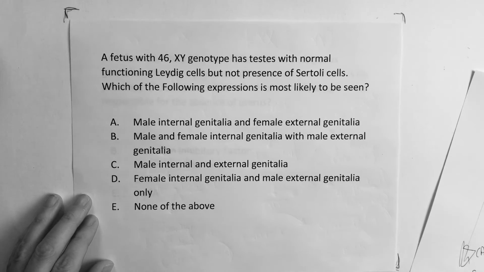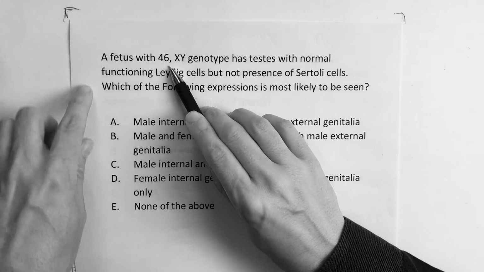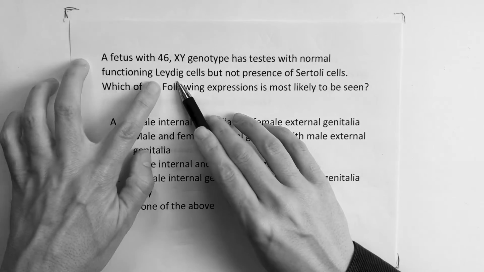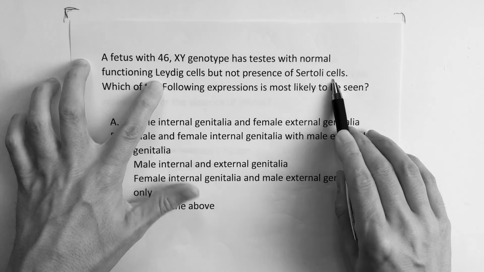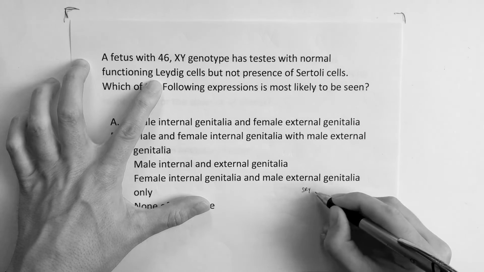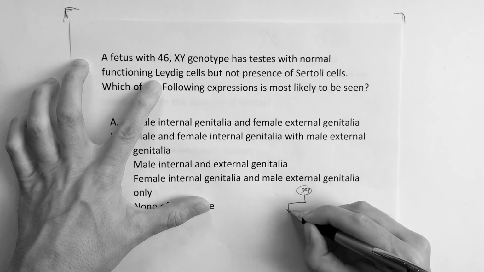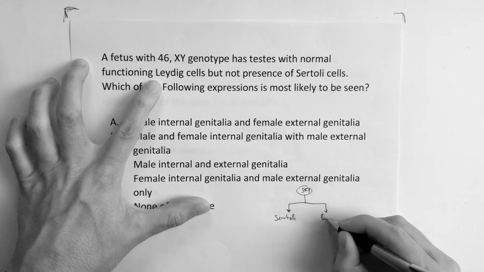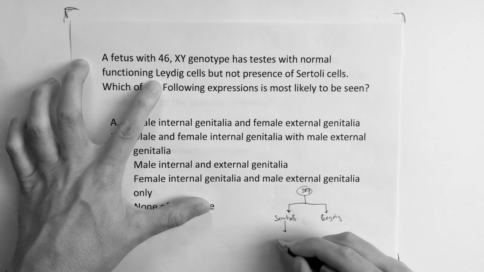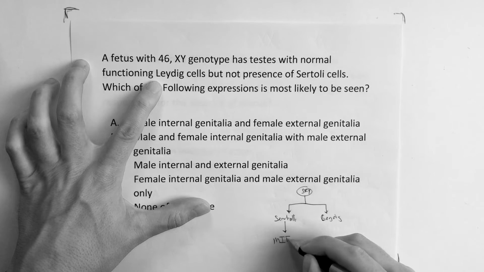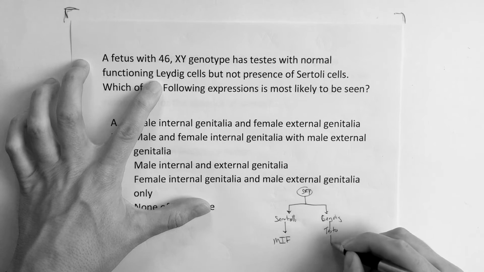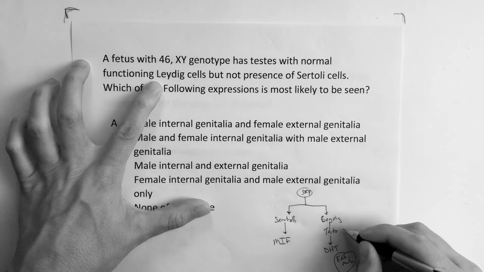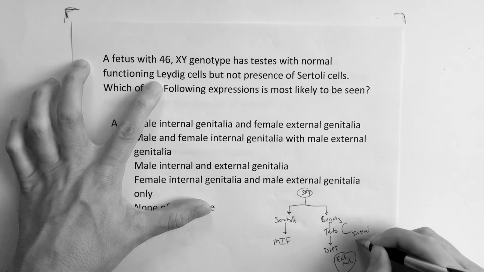So now back to this question. It says a fetus with 46XY genotype has testes with normal functioning Leydig cells, but not the presence of Sertoli cells. So right there, I'm thinking, okay, SRY gene, it went down and made the Sertoli cell here, and it made the Leydig cell here, and I know this was Mullerian inhibitory factor. Over here, he was messing with testosterone and DHT, which led to the external male, and then over here, we got the internal male genitalia.